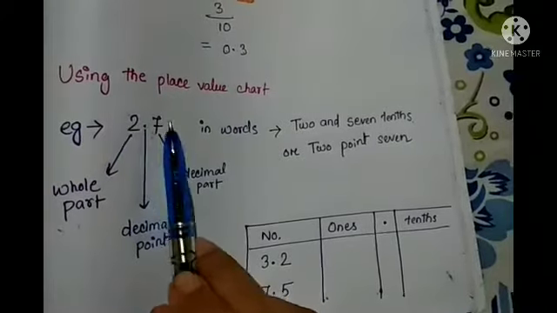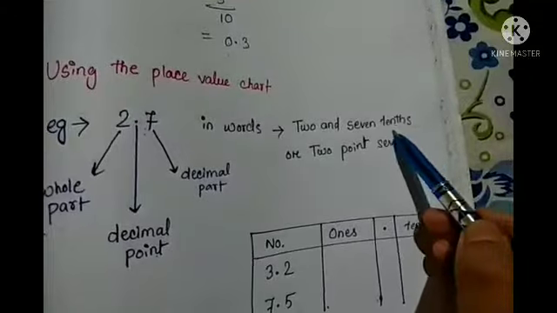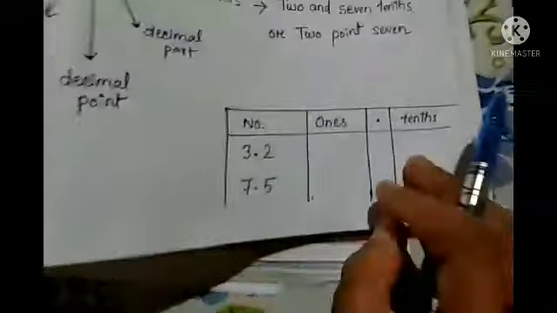That one also you can write, or you can write 2 and 7/10. Okay, see the spelling. Now let us do some other number.